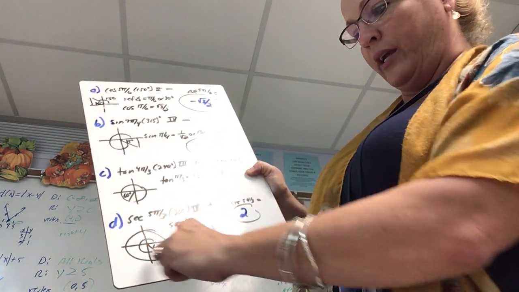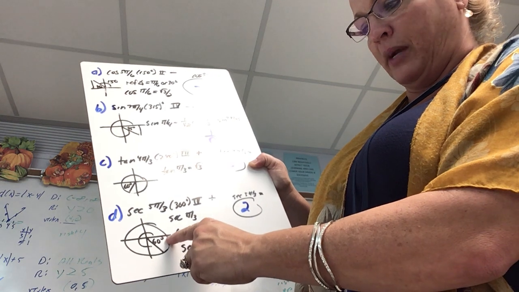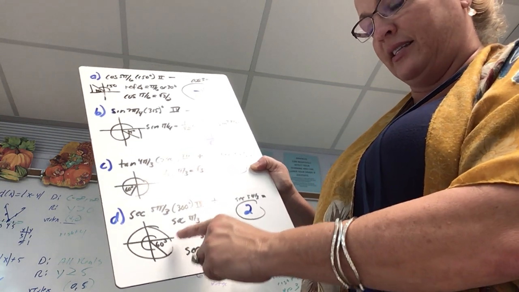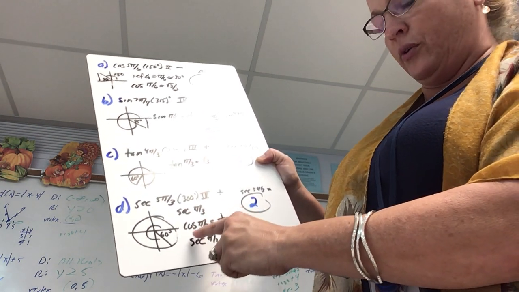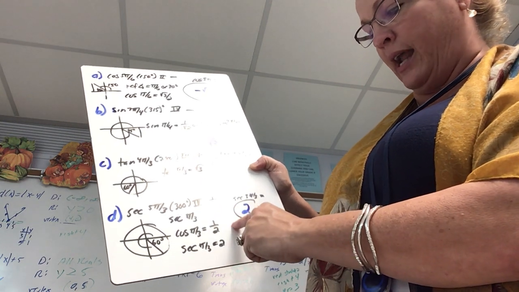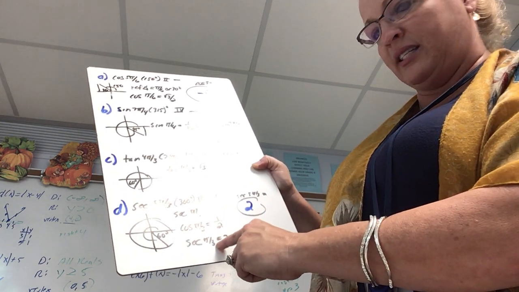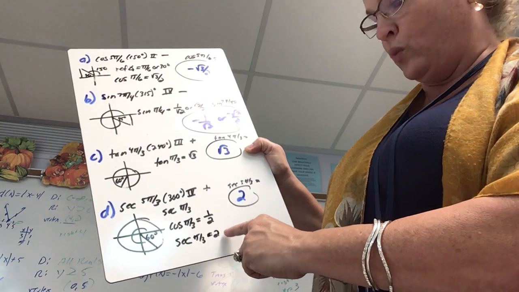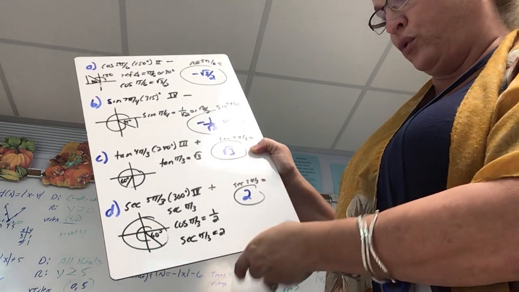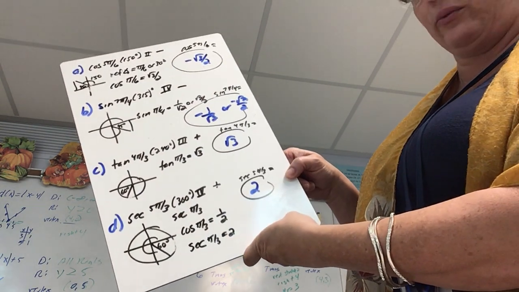So if I graph 300 degrees, I get 60 in my triangle. My reference angle is 60 or pi over 3. What is the cosine of 60 degrees? It is 1/2. So therefore, the secant of 60 degrees is the reciprocal, which is 2. So the secant of 300 degrees, or 5 pi over 3, is 2.